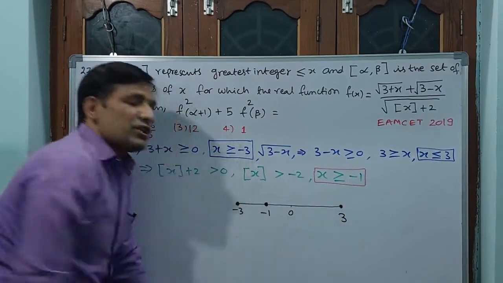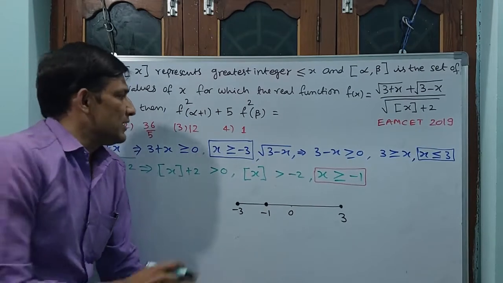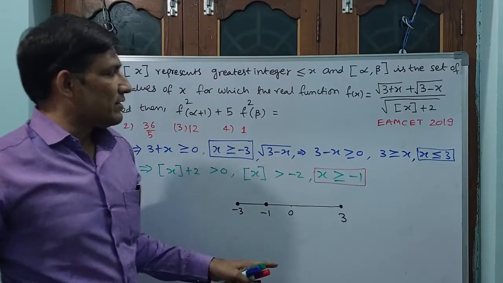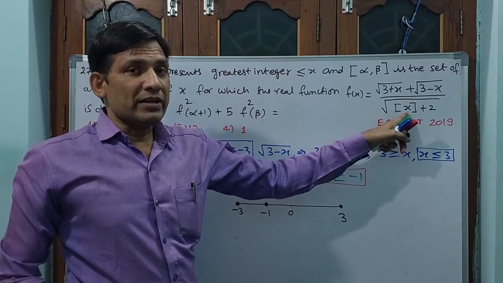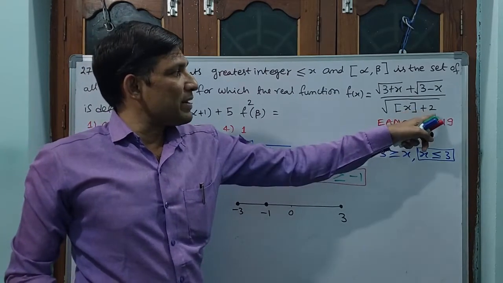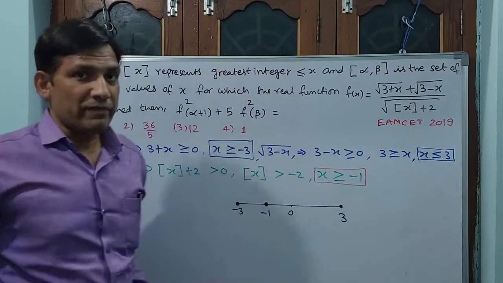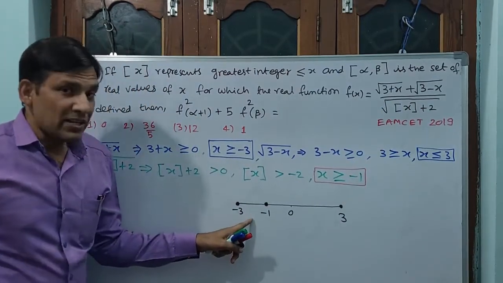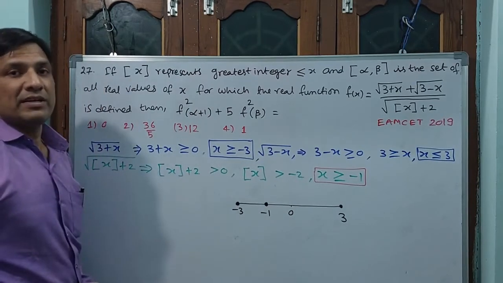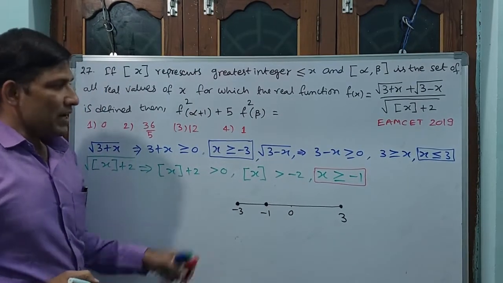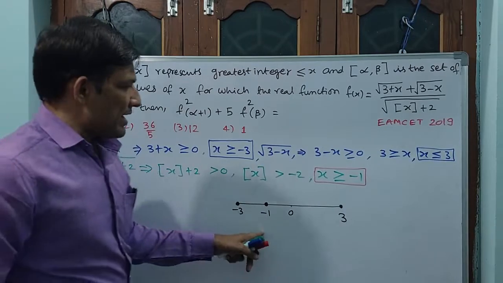But can we take minus 3 to 3? No. Why? Because see, minus 3 to 3 if you take, here what will happen? Minus 3 if you take, automatically minus 3 plus 1 minus 1 will come. This is not going to define square root. That is why minus 3 you should not take. You have to take minus 1 to 3 only. You understand why? Okay? Okay. Now the limits are going to become minus 1 and 3.